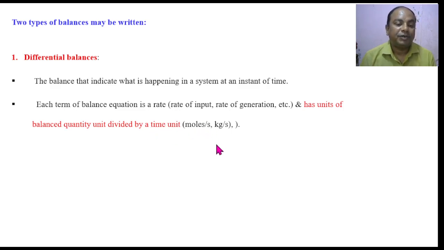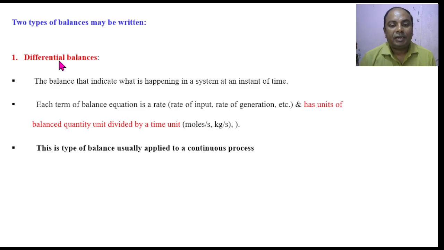Now this differential balance, as the name suggests, uses the instant of time as the basis for the calculation. This is possible only when the process is going on continuously, that is, when the process is a continuous process. Then the differential balance equation is mostly used when a continuous process is there. So this is very specific.